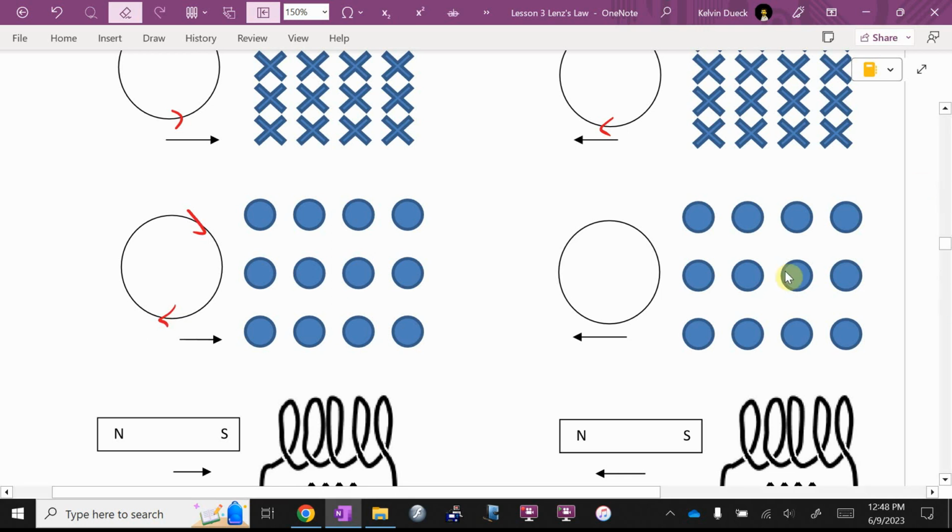Here, we're starting with a magnetic field out of the page, and we're removing it. You can think of that as saying you're making out of the page weaker. What would resist out of the page getting weaker? Making out of the page stronger. You know what? It's going to be in this direction.